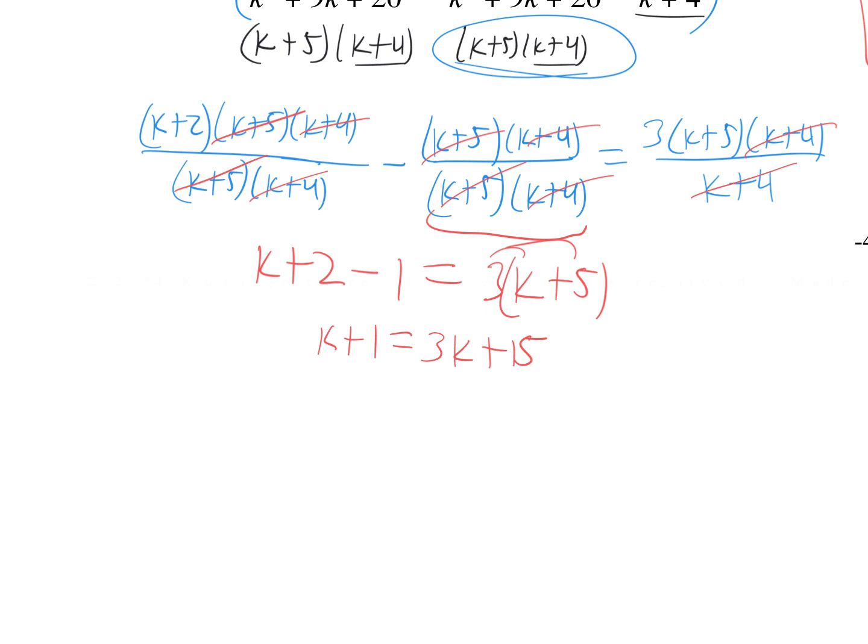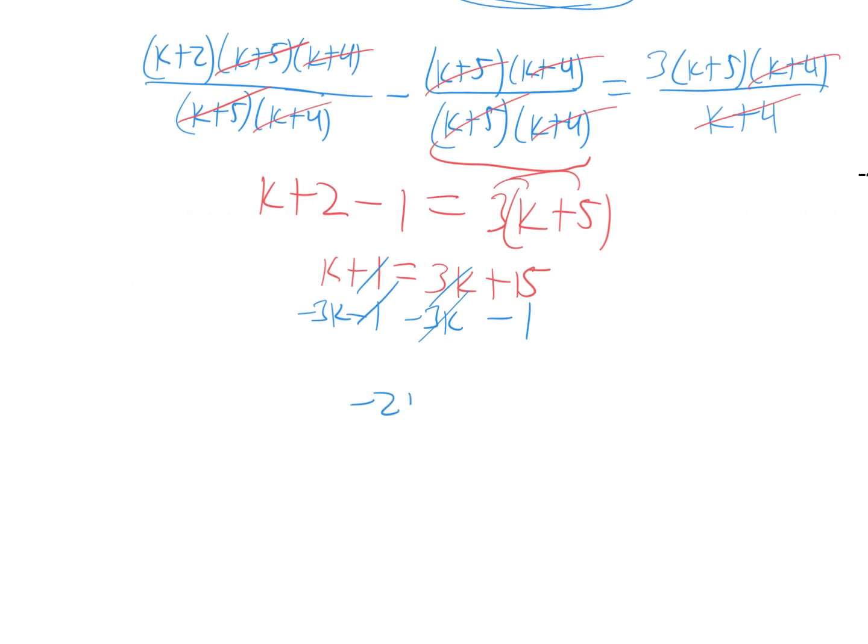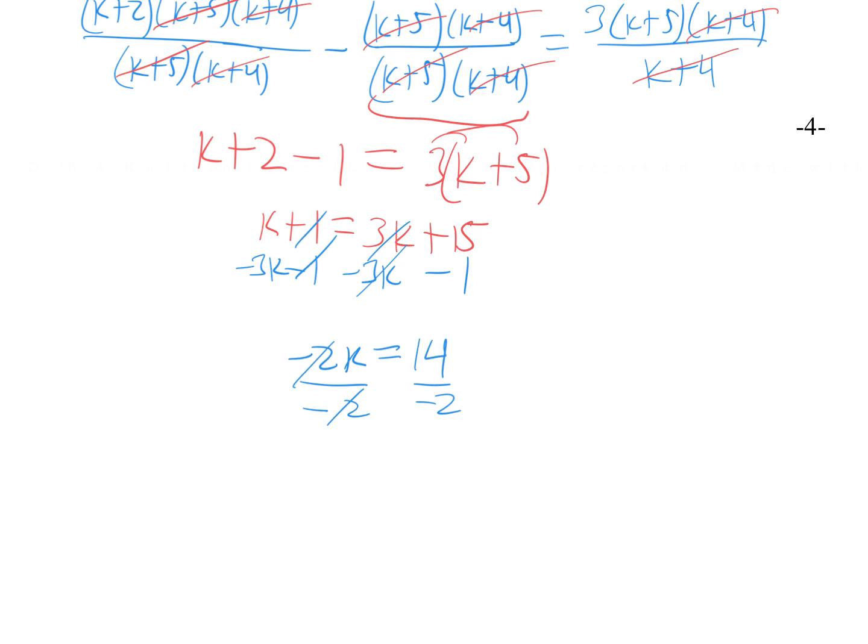Now let's bring everything to one side, so we can subtract 1 and then subtract 3k. Then k minus 3k is negative 2k, and this is equal to 15 minus 1 is 14. Let's divide both sides by negative 2. Cancel these out, and then we get k equals 14 divided by negative 2 is negative 7.